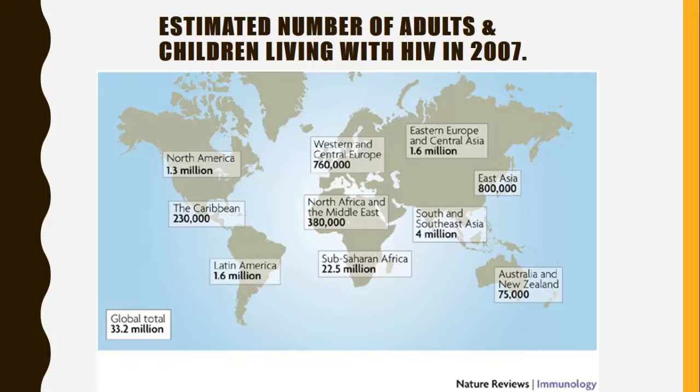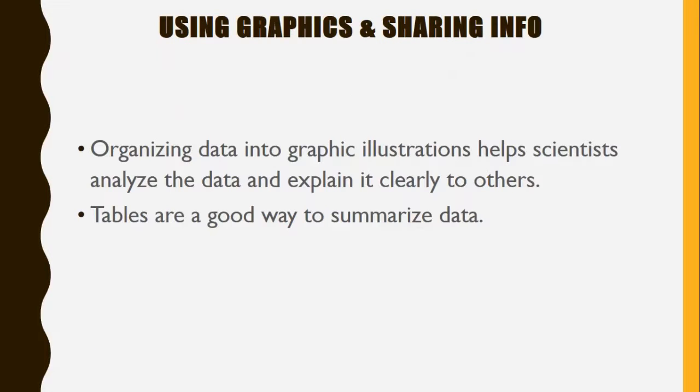So in your data section, when you're doing lab reports, you should always have some type of graph, or not even, I can't say picture because a picture doesn't tell me anything about your data. So this is one type of data, and this person did the number of adults and children living with HIV in 2008. It's a way that this person represented that data. And then organizing data into graphic illustrations helps scientists analyze the data and explain it clearly to others.